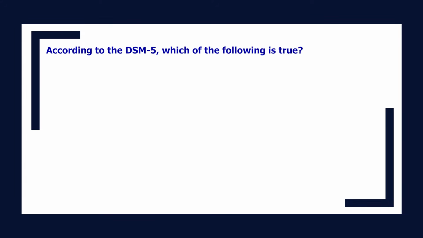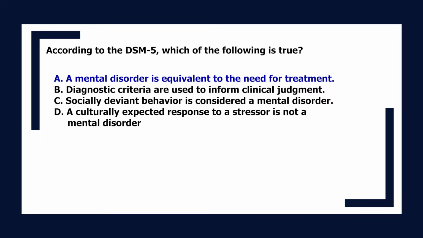According to the DSM-5, which of the following is true? A. A mental disorder is equivalent to the need for treatment. B. Diagnostic criteria are used to inform clinical judgment. C. Socially deviant behavior is considered a mental disorder. D. A culturally expected response to a stressor is not a mental disorder.